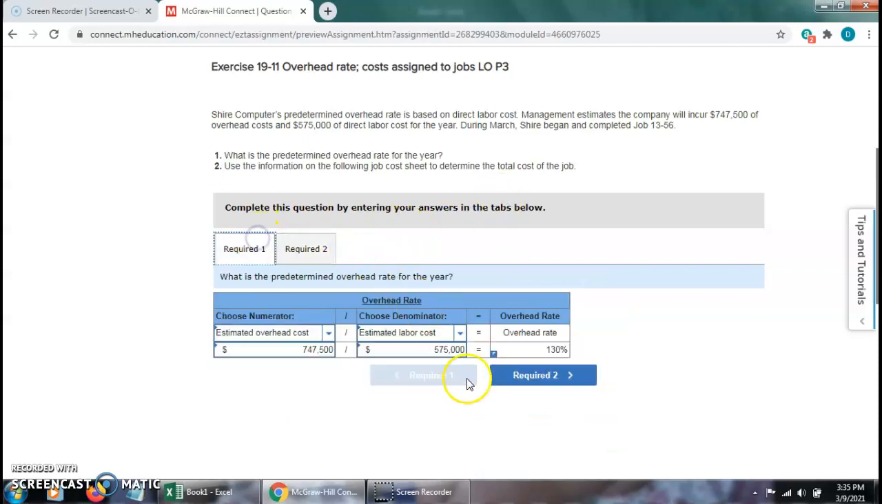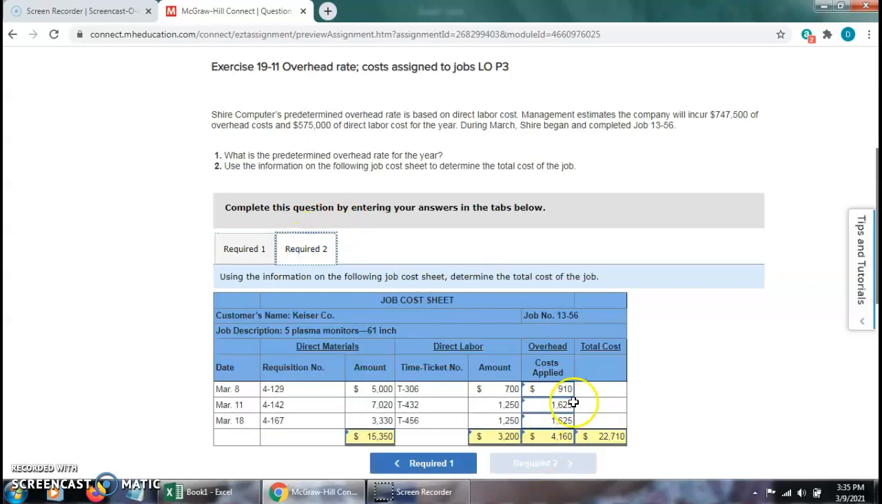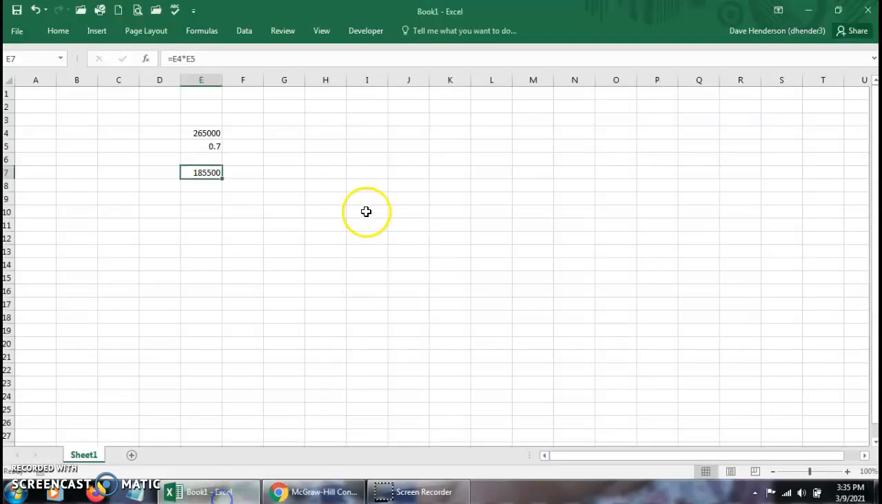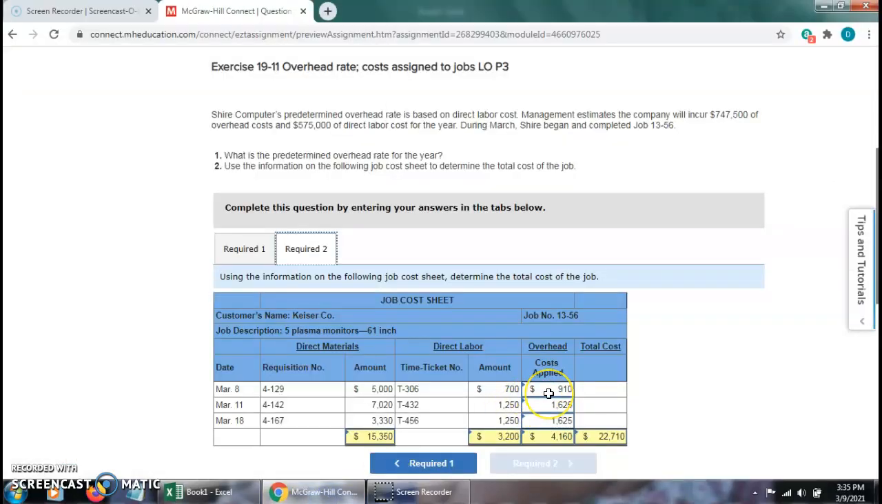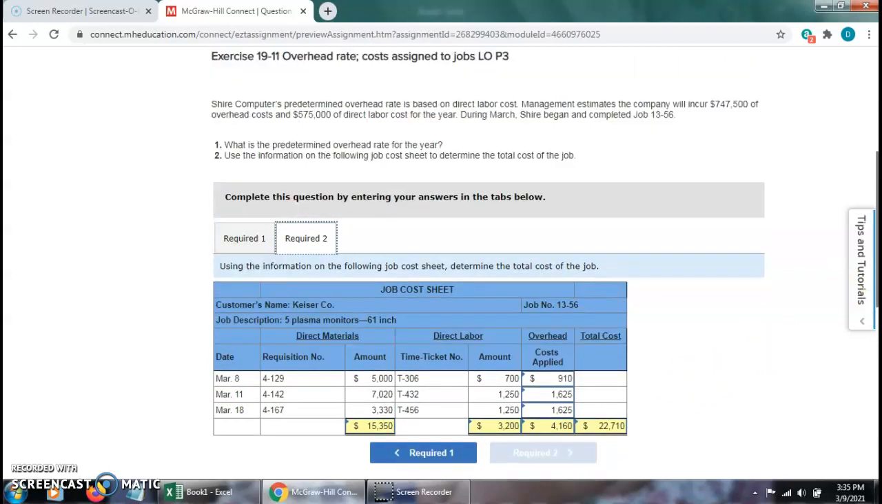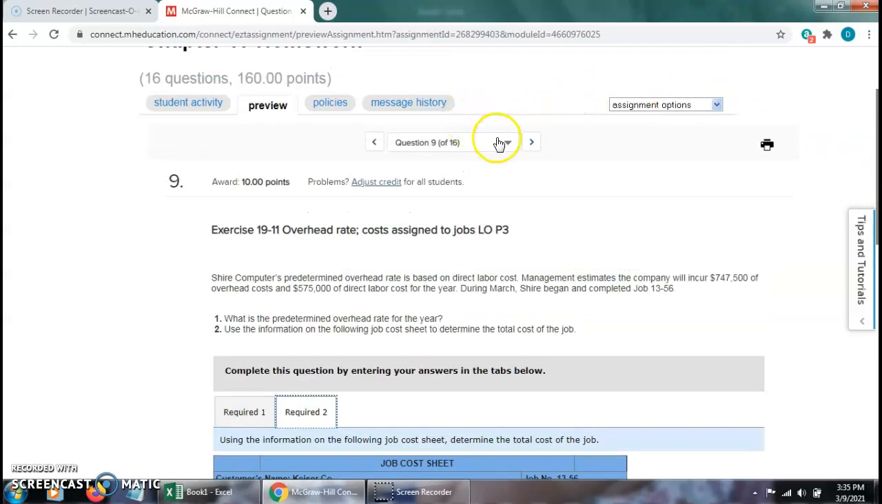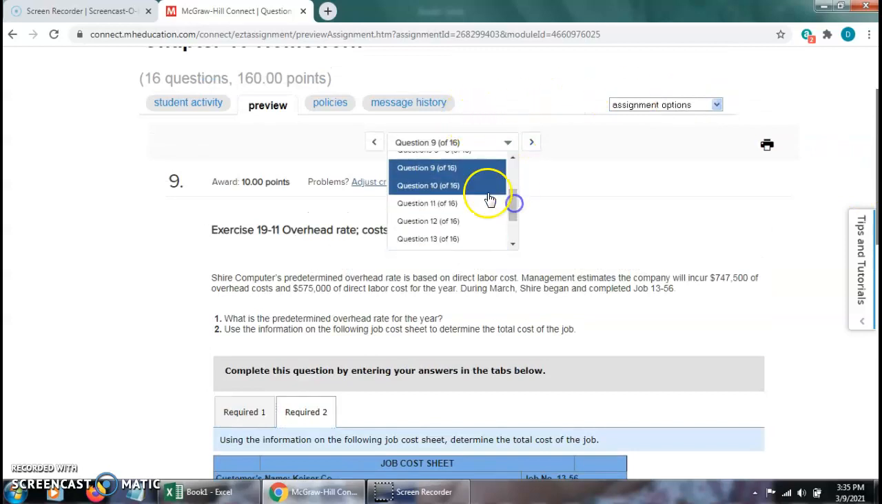Here's my overhead rate, 130%. How did I get 910 right over here? Well, I can just go equals 700 times 1.3. That gives me that 910, basically 130% of the 700. So to get the total cost of the job is equal to total direct materials plus total direct labor plus overhead applied, gives us that total cost of the job right there. Let's look at number 10.